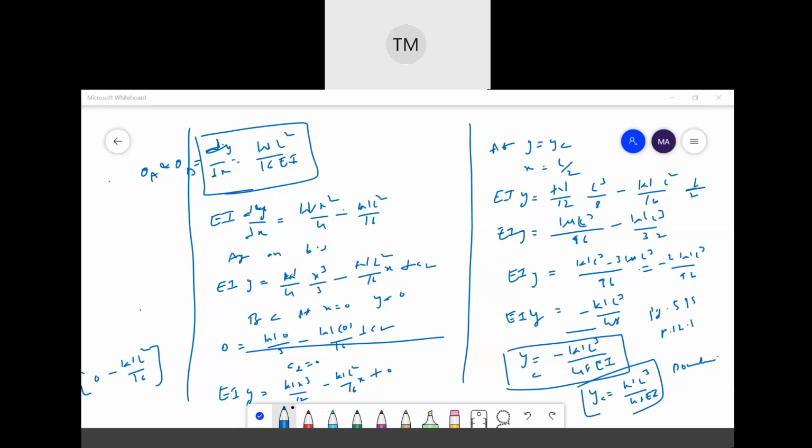Here he has given a beam 6 meters long, simply supported at its ends. It carries a point load of 50 kilonewton at the center. The moment of inertia and the E of the material are given. Calculate the deflection at the center of the beam and slope at the support reactions.